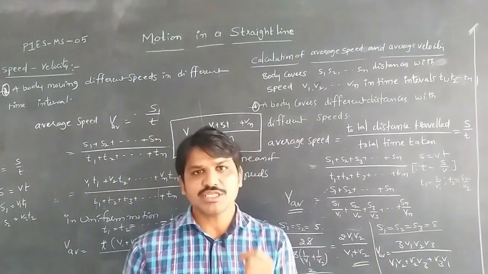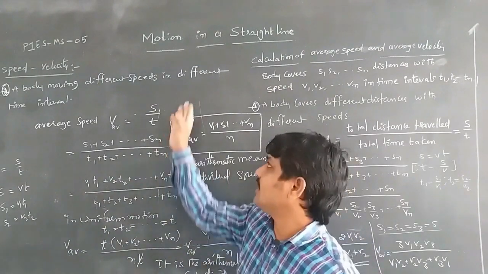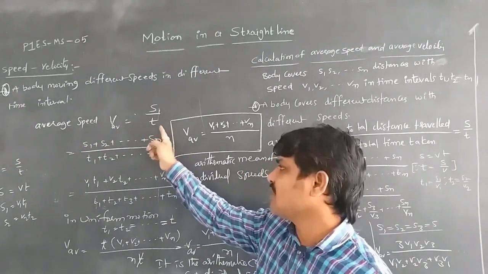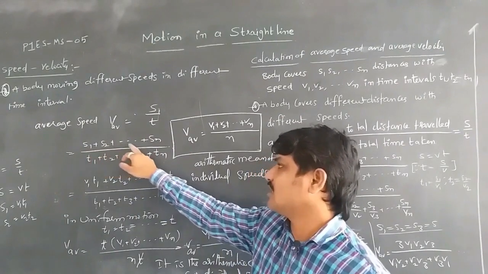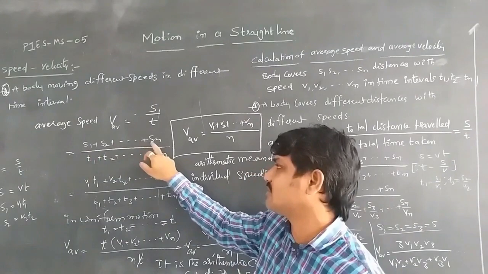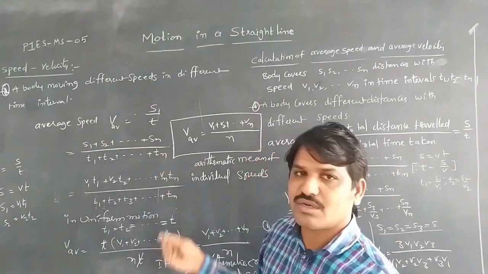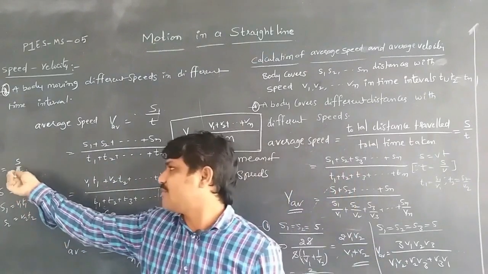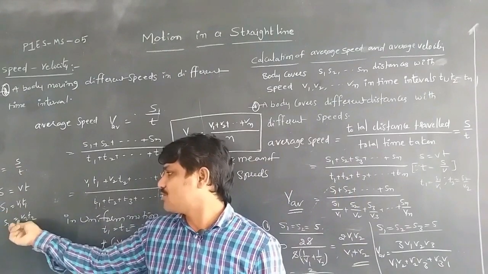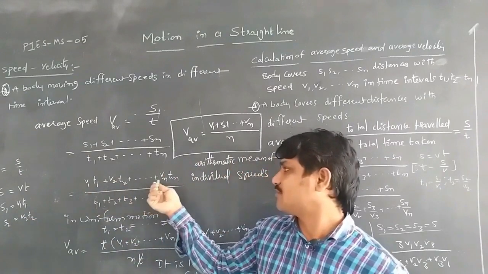If the body is moving with different speeds in different intervals of time, we know the formula of average speed is V average is equal to S by T. From that relation, the sum of the individual distances is S1 plus S2 up to Sn, and the time intervals are T1 plus T2 up to Tn. With V equal to S by T, we write S1 is equal to V1 T1 and S2 is equal to V2 T2, and substitute V1 T1 plus V2 T2 up to Vn Tn instead of S1, S2.